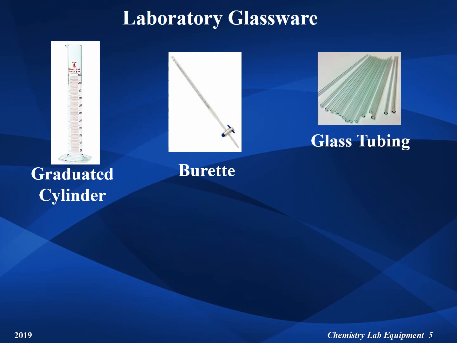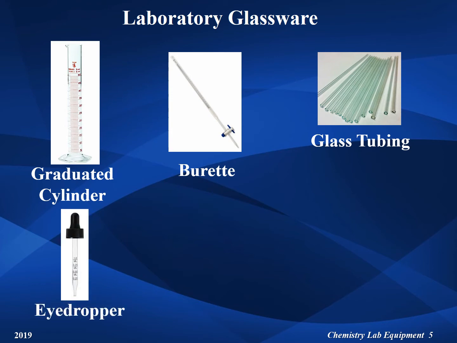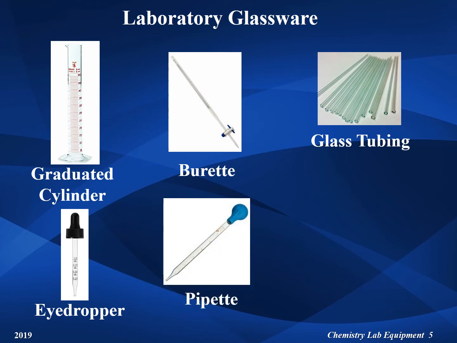Glass tubing is used to set up special types of apparatus. The glass tubes can be bent and shaped using the heat from a Bunsen burner. Eyedroppers are used to add very small amounts of liquids to test tubes or flasks. For more precise addition of liquids, the pipette is used to draw in and transfer liquids to beakers or flasks.